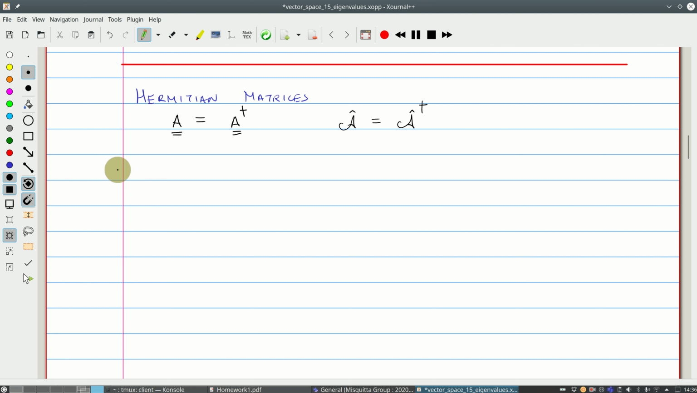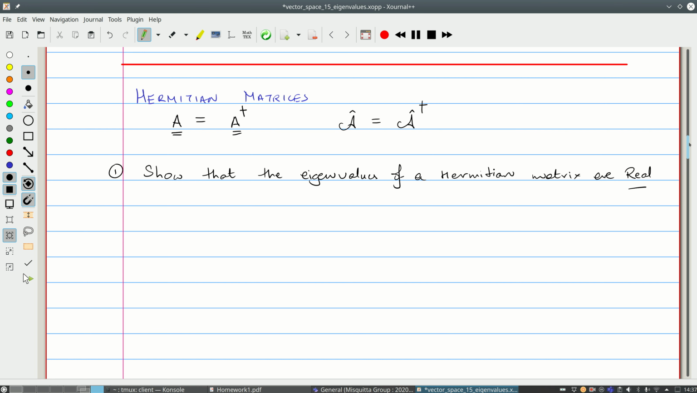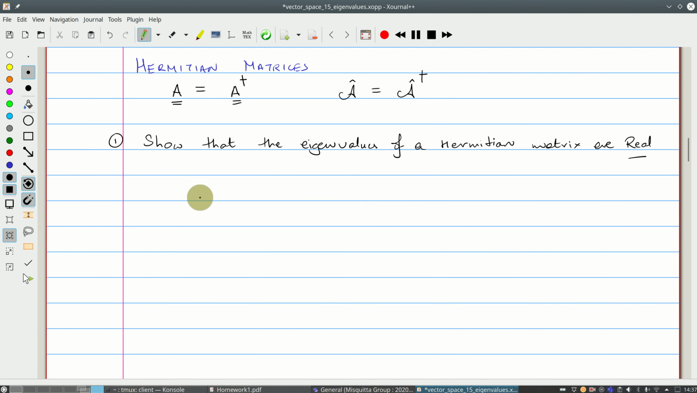So the first thing I'm going to prove is result number 1. Show that the eigenvalues of a Hermitian matrix are real. Now this is quite an important result. What I want to show here, if you use the matrix form, so let's draw a line here.